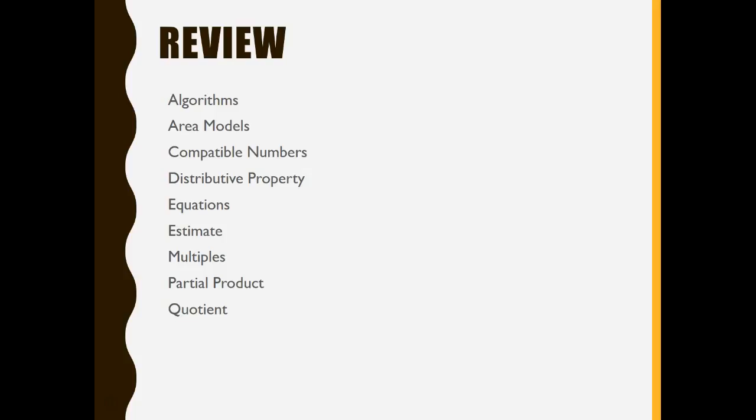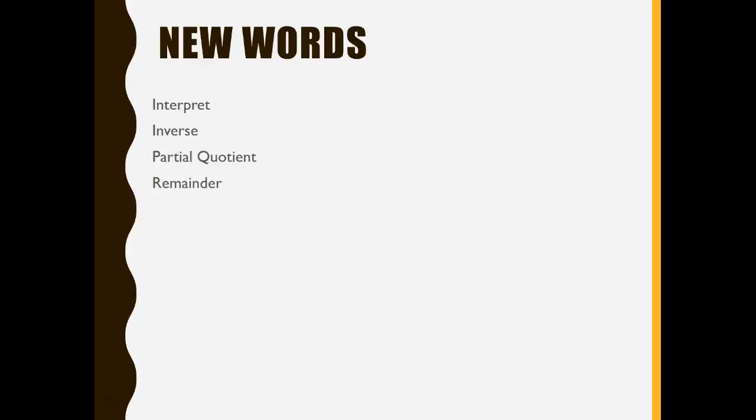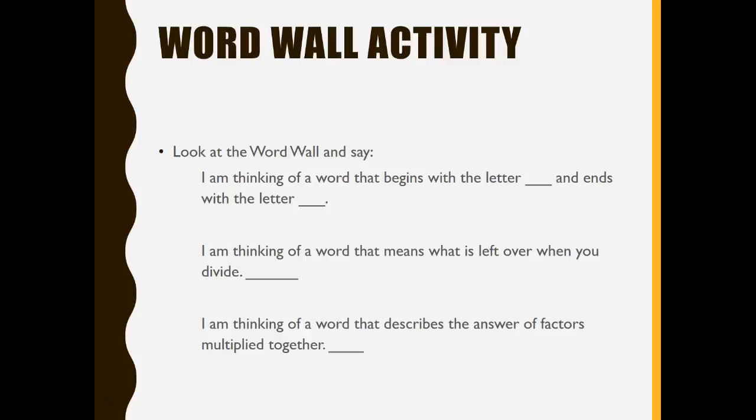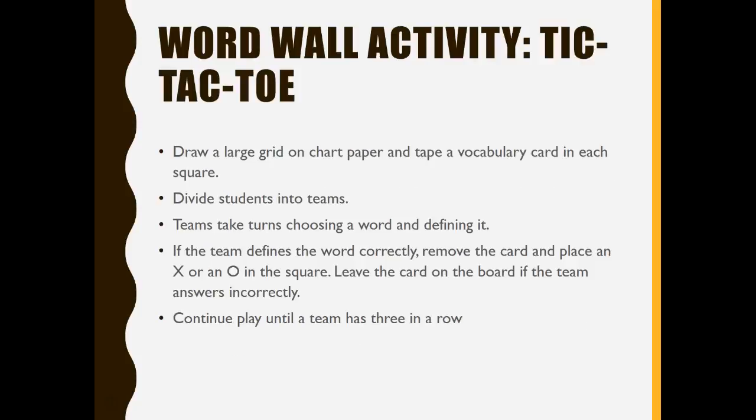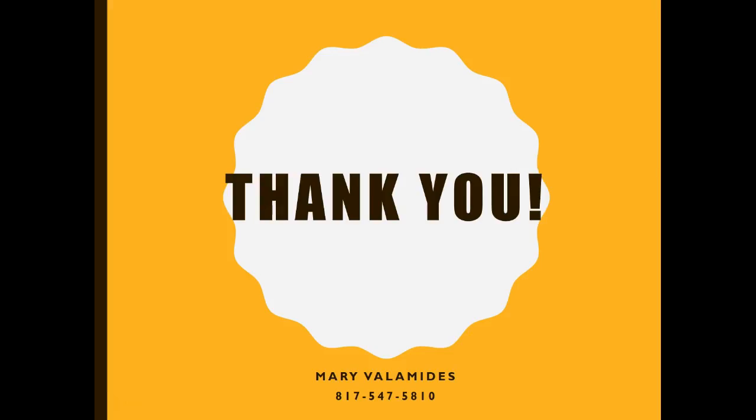Vocabulary that you'll be using this 6 weeks. As a review, you're going to be using these words. And then for new words, you're going to be using interpret, inverse, partial quotient, and remainder. Do some fun activities with your words with word wall activity. So you can look at the word wall and tell your kids, I'm thinking of a word that begins with the letter R and ends with the letter R. Of course, I'm thinking of the word remainder. You can also play tic-tac-toe with your kids.